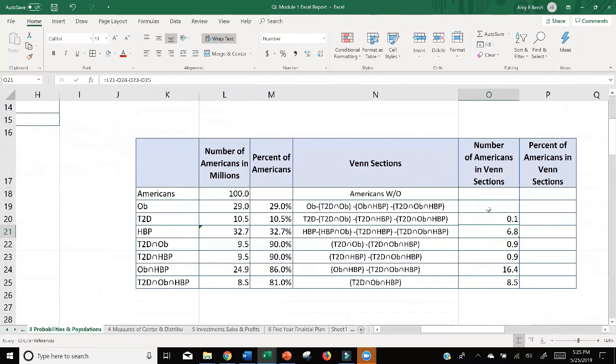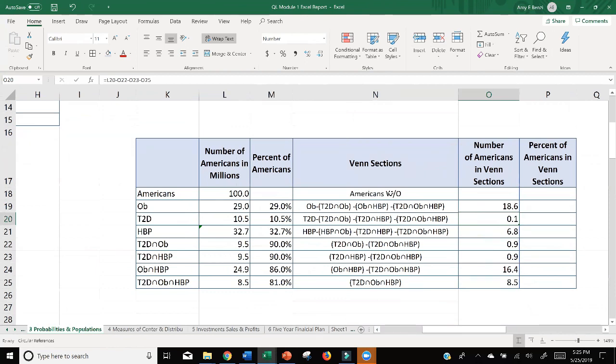Now I have the number of people who have obesity, minus type 2 and obesity, minus type 2 and high blood pressure, minus all three. And then here's where we get to talk about a complementary set. How many of the Americans have none of these things?